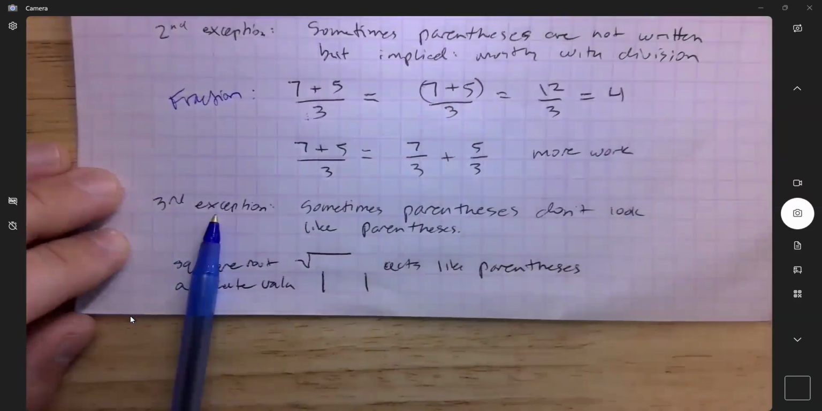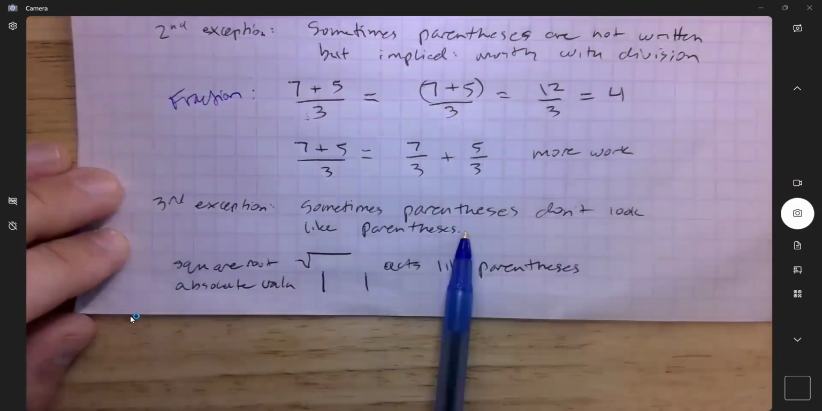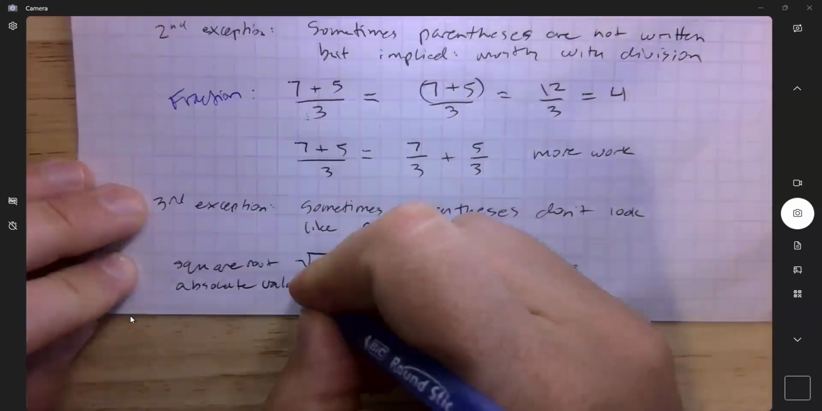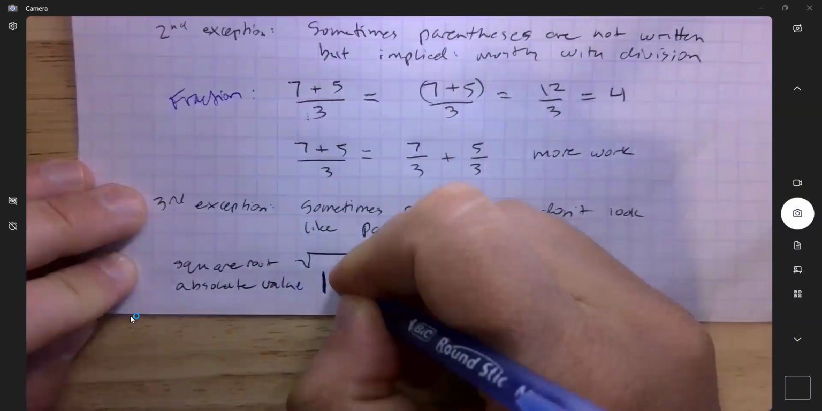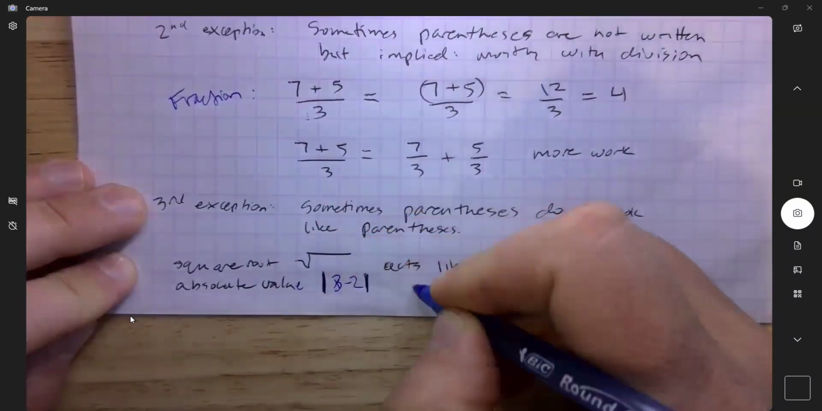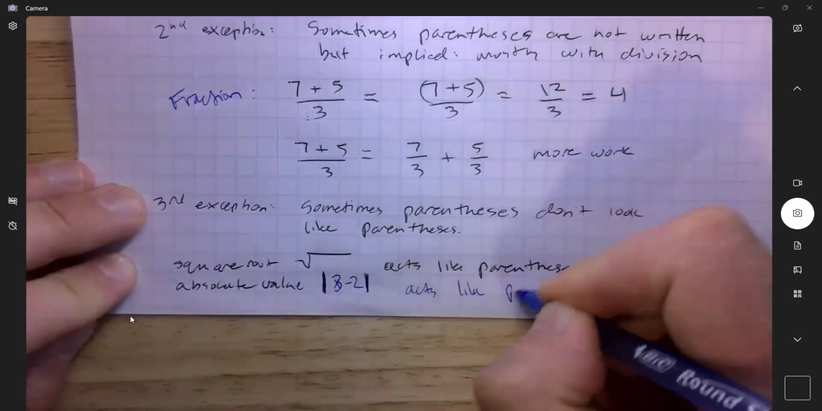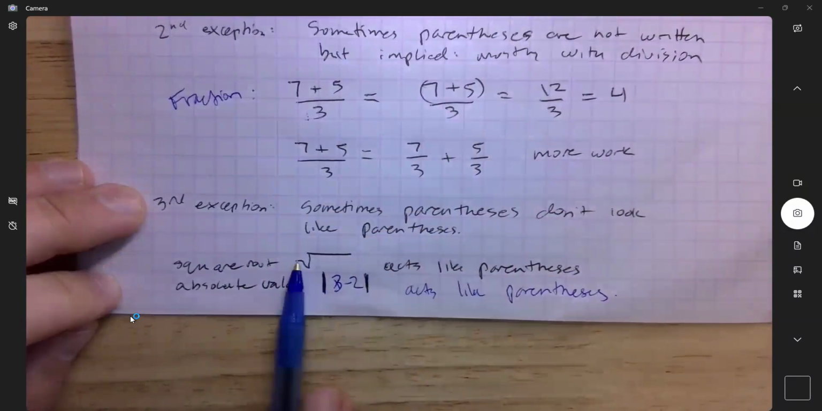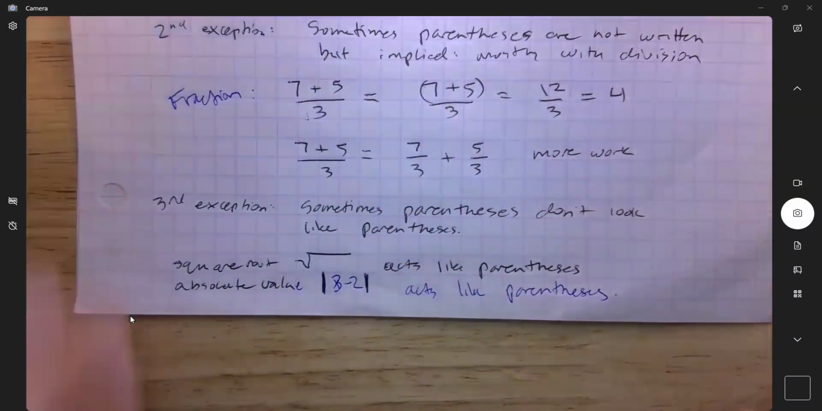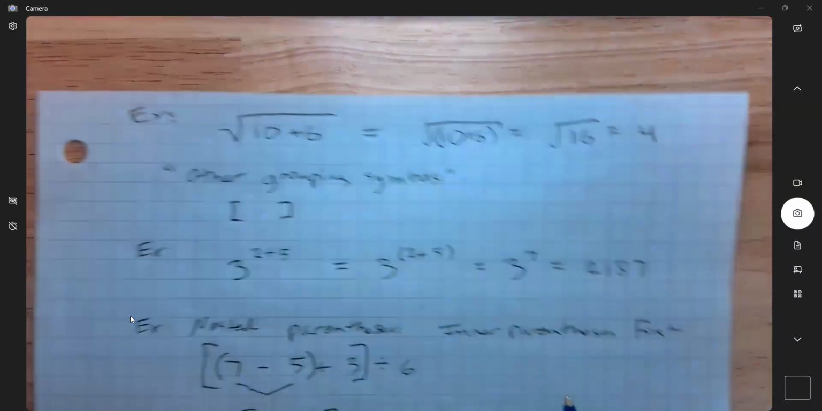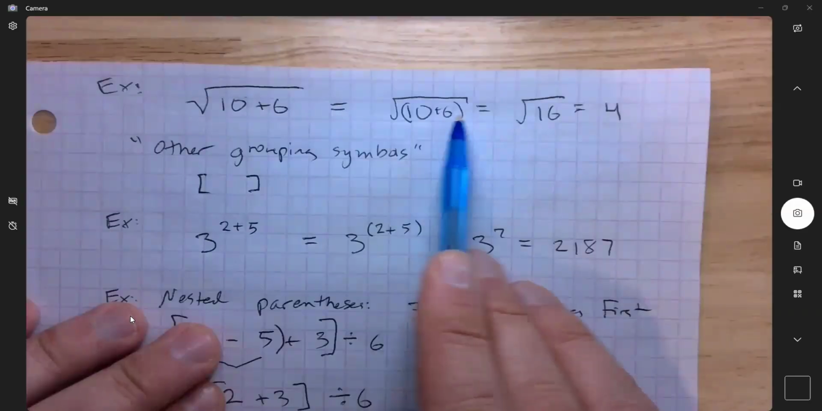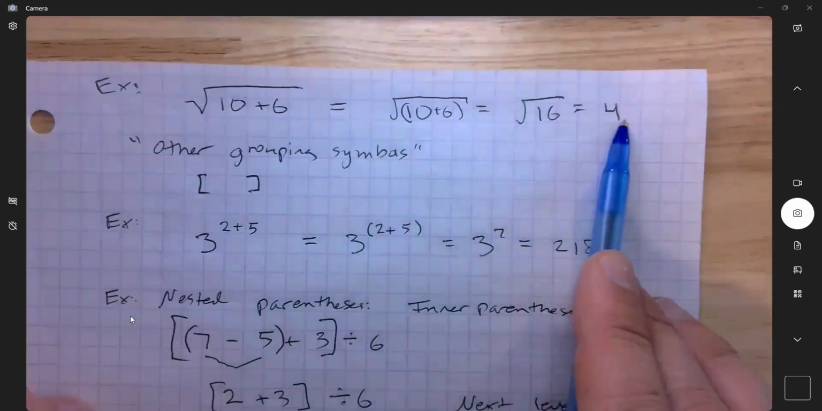The third exception is that sometimes parentheses don't look like parentheses. The square root symbol acts like a parentheses. So does the absolute value symbol. If I put something in the middle, 3 minus 2, this acts like parentheses. Even though it's not a parentheses symbol, it's going to happen first. As an example of that, square root of 10 plus 6, you do the 10 plus 6 first. So you get square root of 16, which is 4.